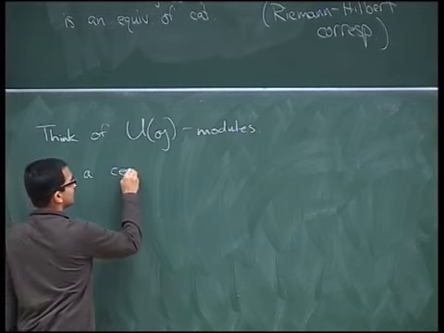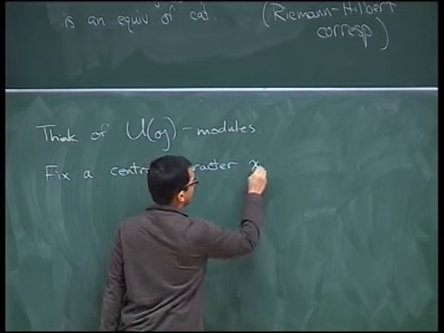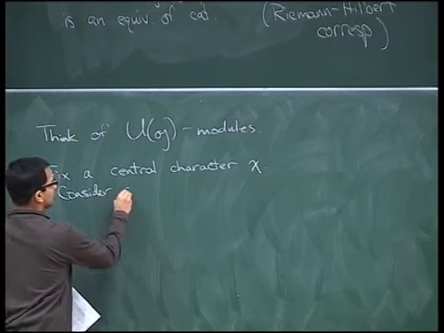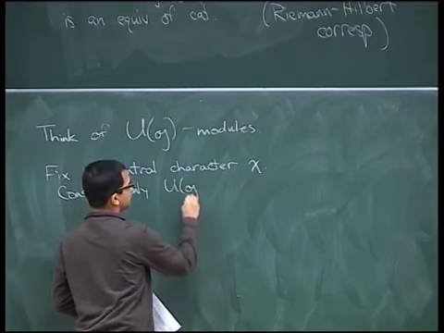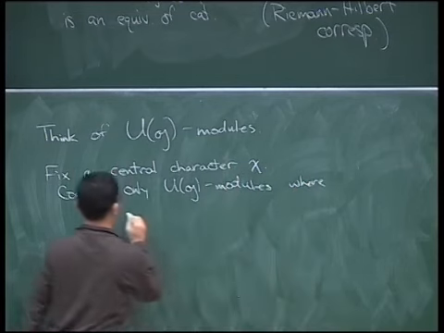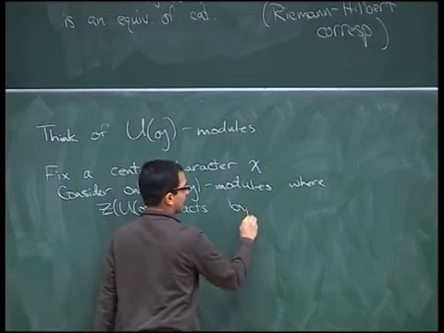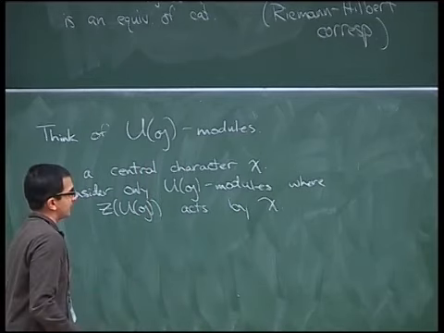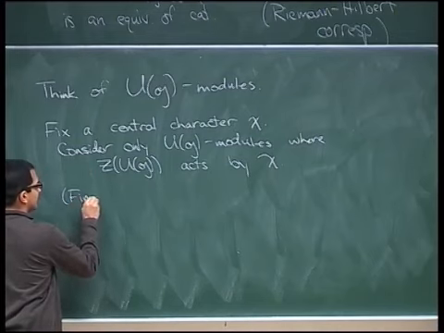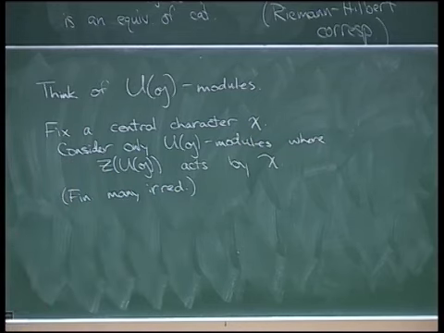So let's fix a central character chi, and consider only those UG modules where the center acts by chi. So the center of UG acts by chi. One fact about making this restriction is that right away you find out that there are only finitely many irreducibles with this property. And of course, G itself has infinitely many.